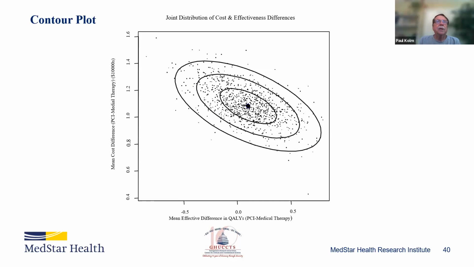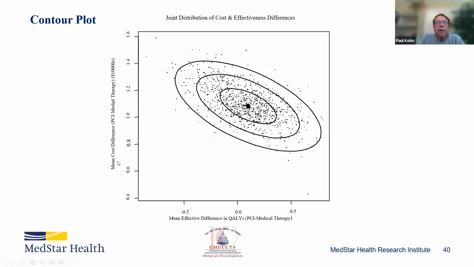And in this case, we did a contour plot where the large dot in the middle is the average ICER that we would calculate, and then the first ring is like the 90th percentile, so 90% of the bootstrap replicates would fall in here. The middle one is the 95th percentile, and the outer band is the 99th percentile.